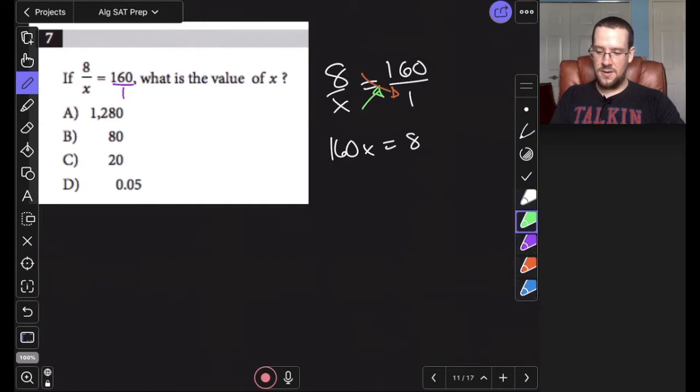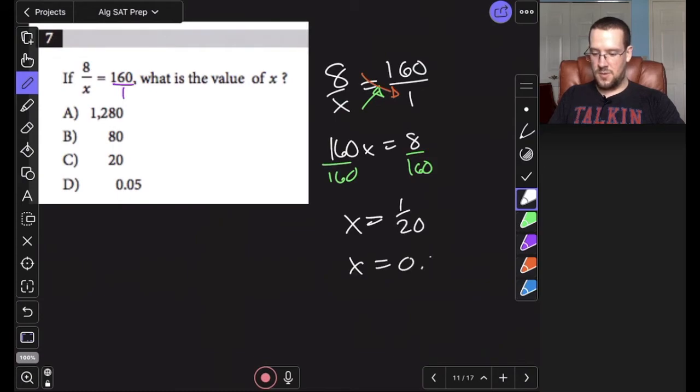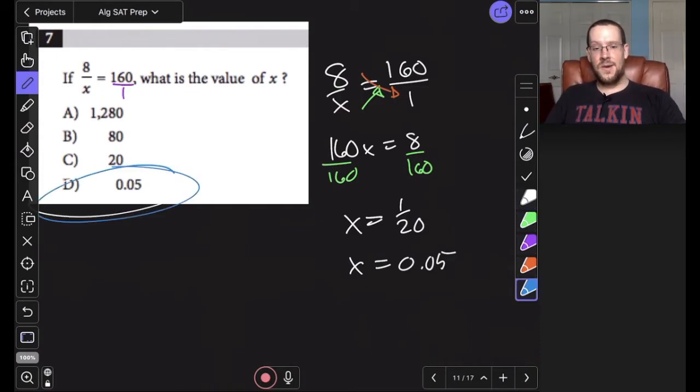So what are we going to do here? Divide by 160. X is equal to 1/20th. This is 0.05. It's D. Where can this go wrong? I have no clue how you could do this wrong. I really don't.